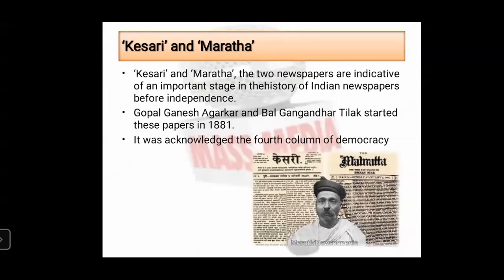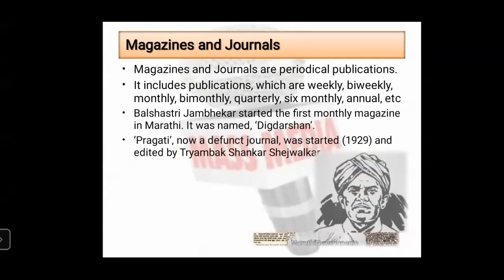So the next one is magazines and journals. Here, newspaper, magazine and journal, all three are different. Let me clarify: the newspaper is on a daily basis. A magazine depends on a certain particular time period. And a journal deals with one particular topic. It doesn't cover the whole information. It deals with one particular topic, one particular concept.